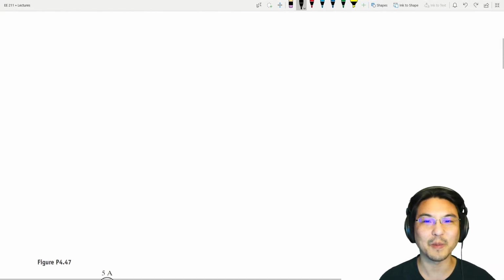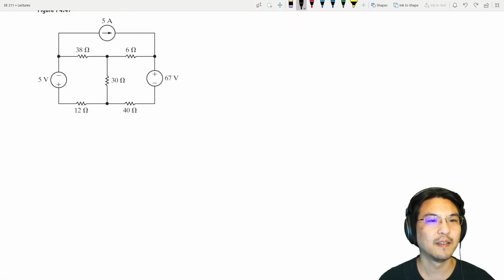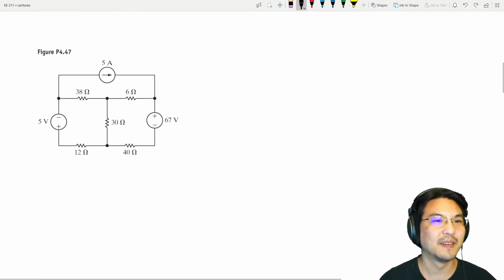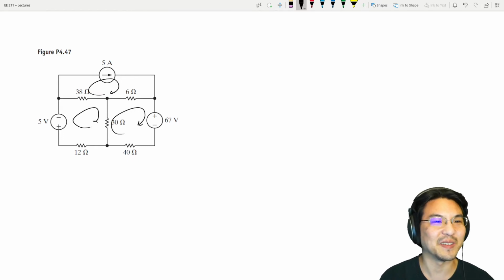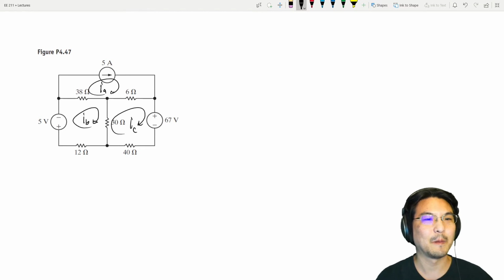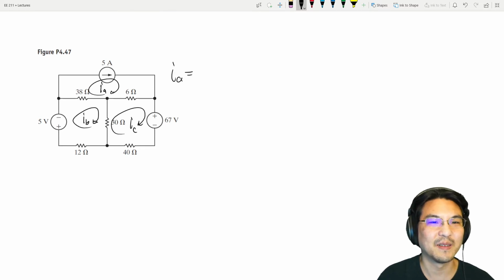All right, let's try another problem. Okay, here we go. Already, it kind of stands out to me that I got that current source. So if I do a mesh current like this, it's a similar situation. So maybe let's start there. How about we call this A, B, C. So already we got mesh current IA, 5 amps. That was easy.